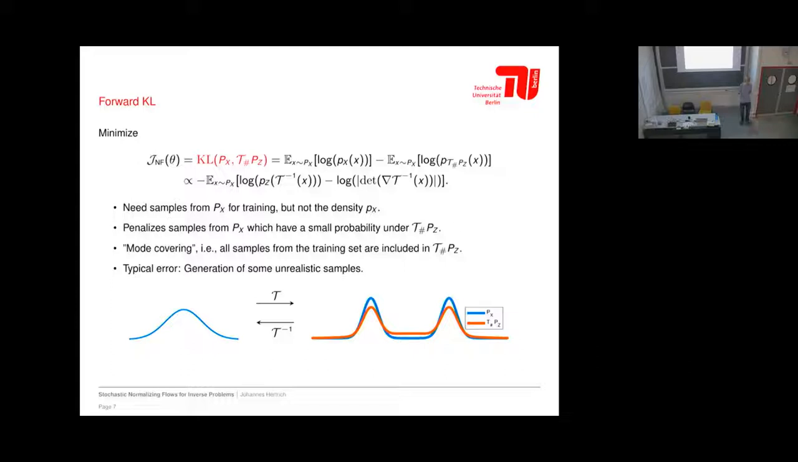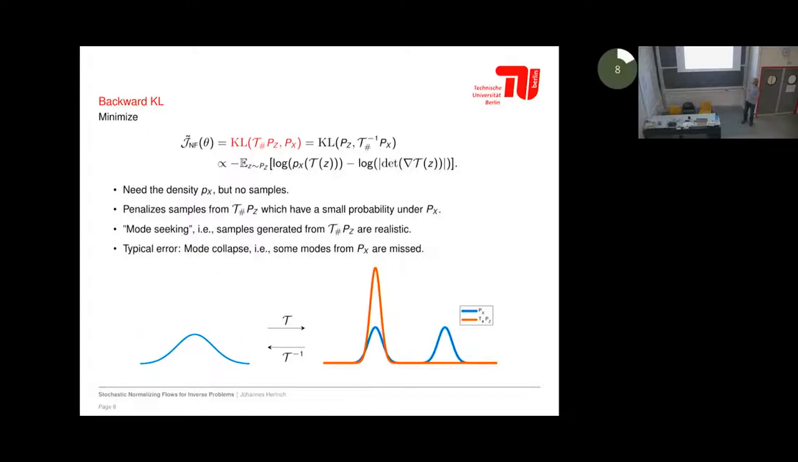Okay, as I said, there are two canonical ways to measure the similarity of our approximation and the data distribution. We can just interchange the arguments here, and then we can compute the Kullback-Leibler divergence. We don't have any longer the expectation over the data distribution, so we don't need any longer samples from our probability distribution which we want to approximate. But here appears the density of the data distribution. So in this case, we need the density, but no samples.